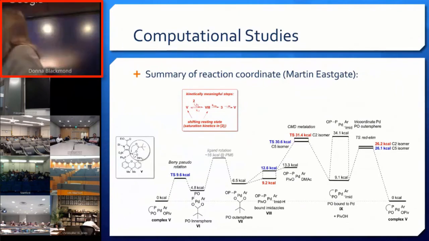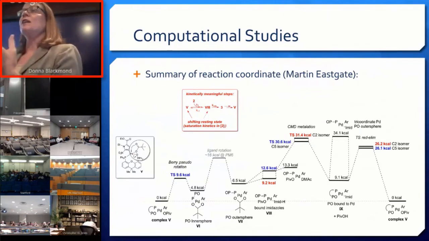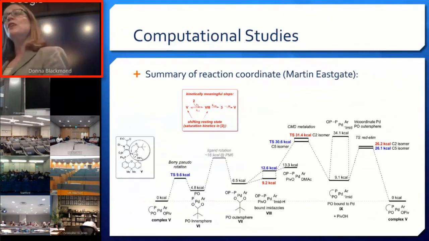So what's in red there at the top is just essentially that complex 5. Then the next thing that's going to happen in the cycle is we're going to add the imidazole 2. And we know that we have saturation kinetics from our kinetic studies early on. So what we think is that's a reversible reaction. And then the species that forms is the one that gets CH activated and goes on to product.